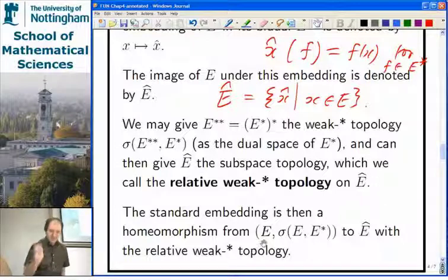I said that wrong. You start with the weak topology on E, so that's the topology that comes from E star. So you start with the weak topology on E, and you map E into E hat, and then you put the subspace weak star topology on E hat. Then, fortunately, that turns out to be a homeomorphic embedding, which means that it's continuous in both directions.